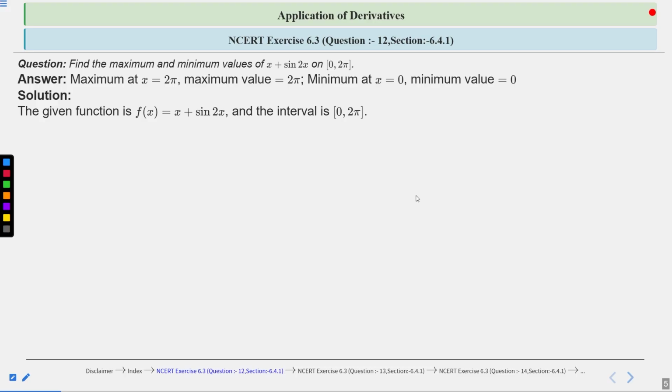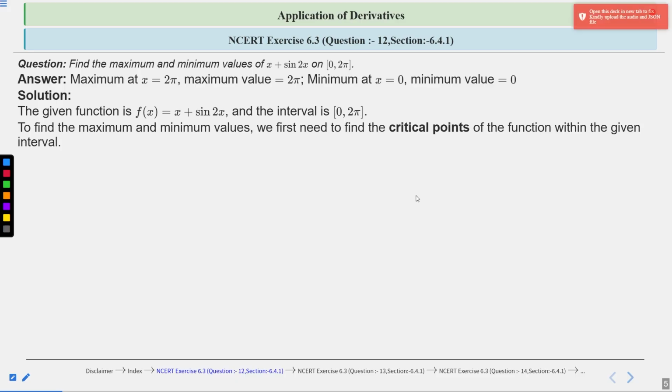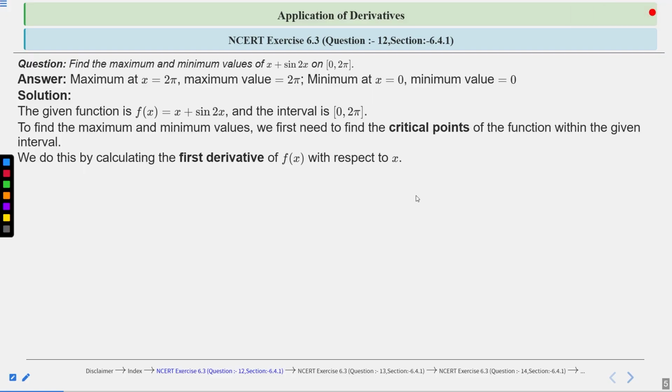The given function is f(x) equal to x plus sine 2x and the interval is 0 to 2 pi, right? Now to find the maximum and minimum values, we first need to find the critical points of the function within the given interval, okay? We do this by calculating the first derivative of f(x) with respect to x, right?